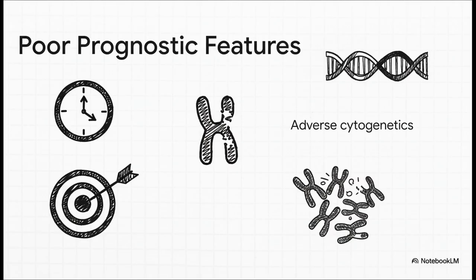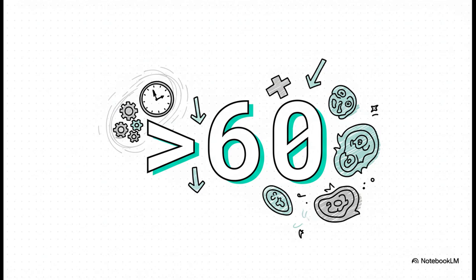And then you have specific mutations, like FLT3-ITD, which basically acts like a gas pedal stuck to the floor, just driving those leukemic cells to grow relentlessly. And I really want to pause on this one for a second. Age over 60. It is one of the single most powerful and consistent predictors of a poor outcome.